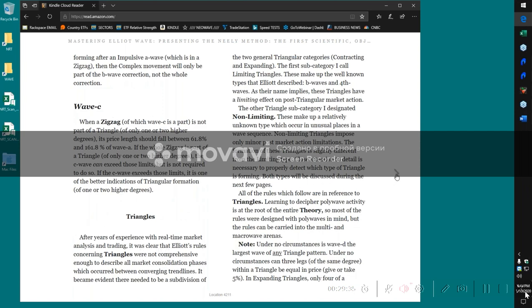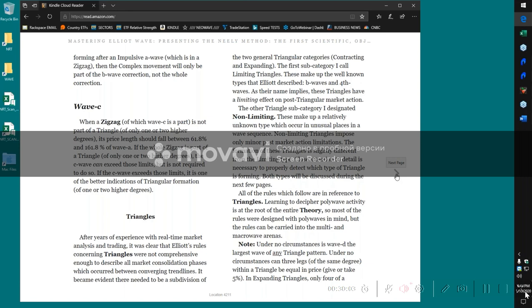Now for the triangles, this is the part where we have to make some new adjustments to this section. When I wrote the book, I didn't understand that triangles were basically like impulsive patterns that go sideways. So in an impulsive pattern, wave 1, 3, or 5 can extend. So in a triangle, wave A, wave C, or wave E can extend, but triangles go sideways. They have overlap between the waves, and each segment is corrective.